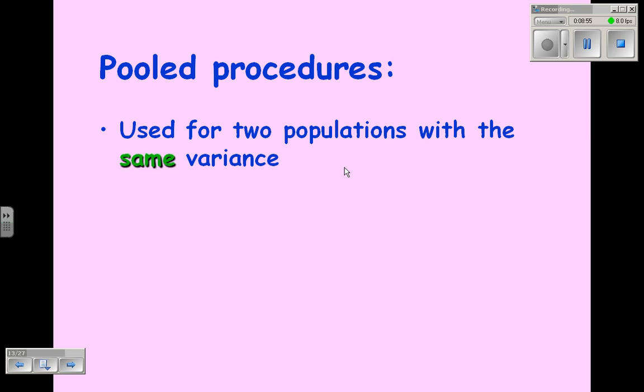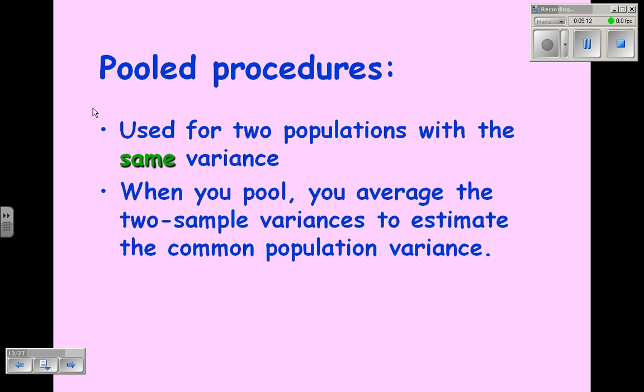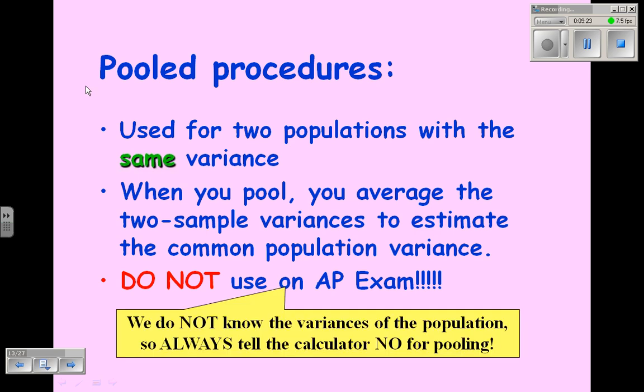It'll ask you if you want to pool your data. Pooled procedures are used when you have two populations that have the exact same variance. If they have the exact same variance, you can pool the data and get something a little bit more precise. When you do pool, you average the two sample variances to estimate the common population variance, but we're not going to use any pooling on the AP exam because we will never know the variances of the population. So if we don't know if they're the same, we can't pool. Since we don't know, we just have to tell the calculator no. So always, always tell the calculator no for pooling.